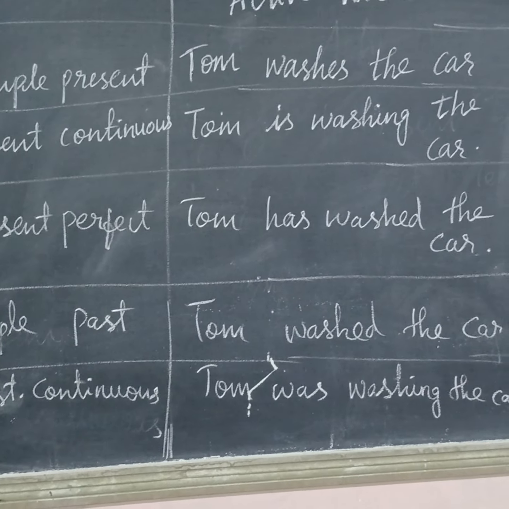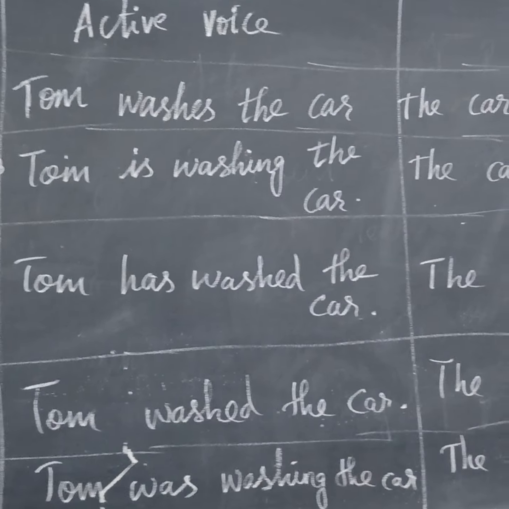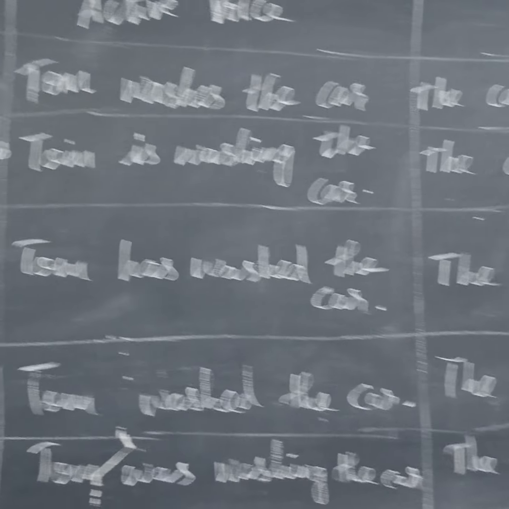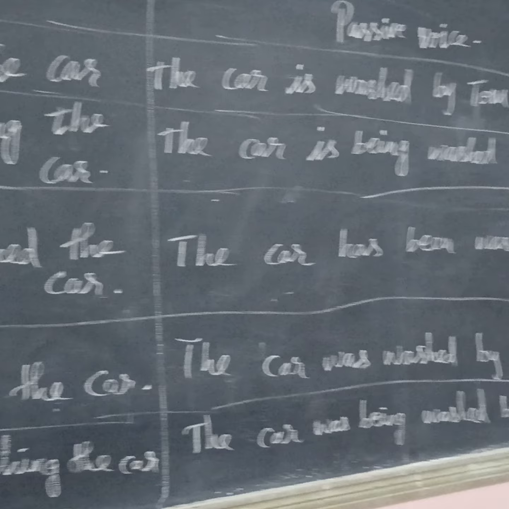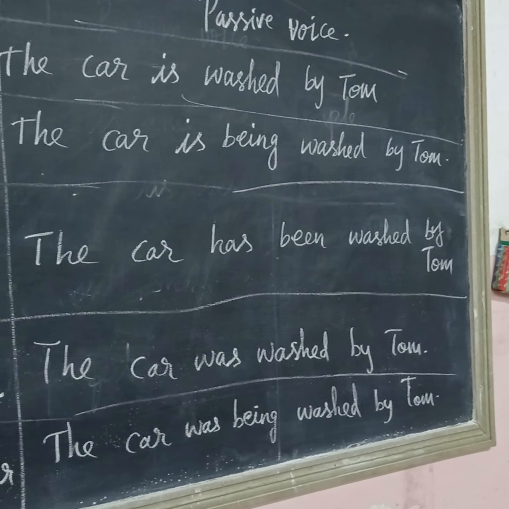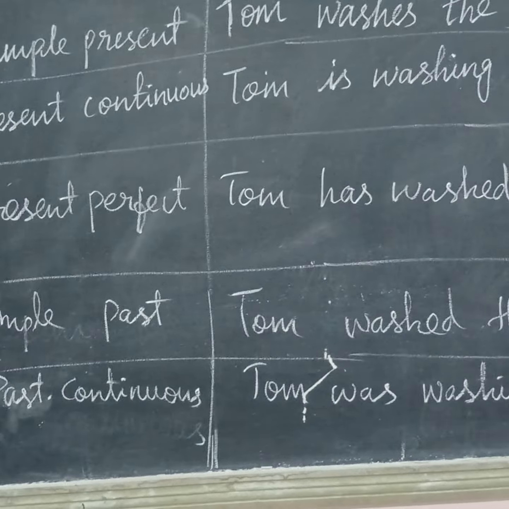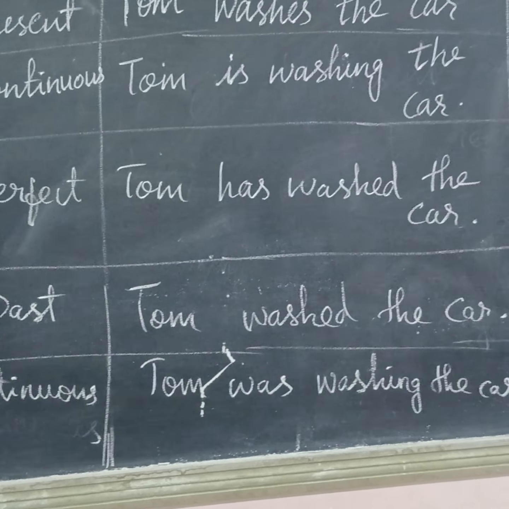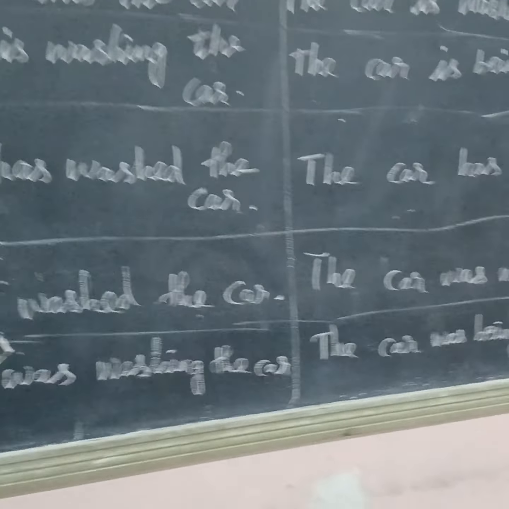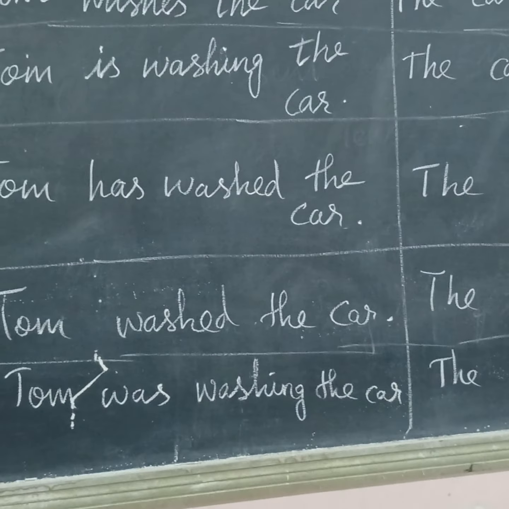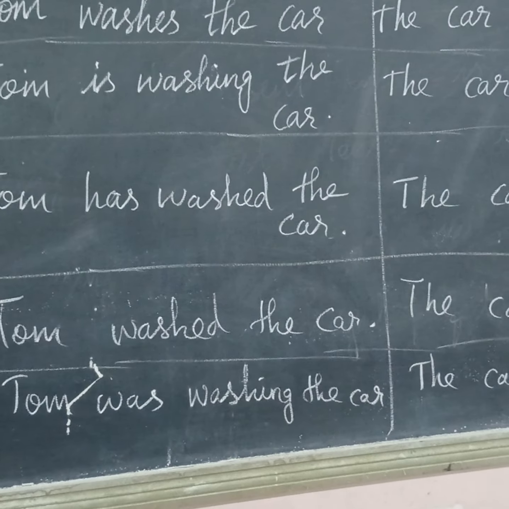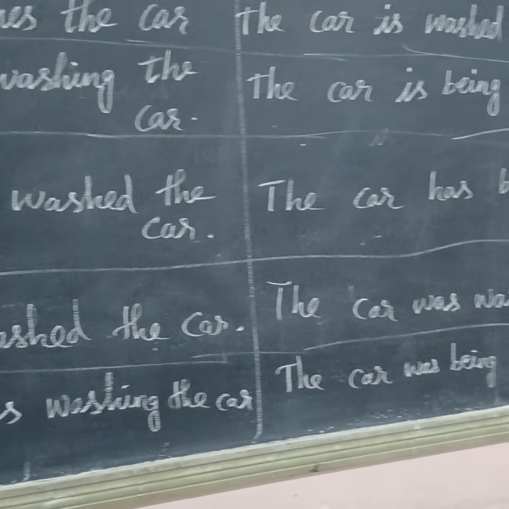When you change active voice into passive voice, the object should come at first, so the car should come at first. And the subject should come at last, so by Tom should come at last. And just now, washed. Here this is the past form of the verb, and the past participle form of the verb is also washed. And washed, this is past tense.